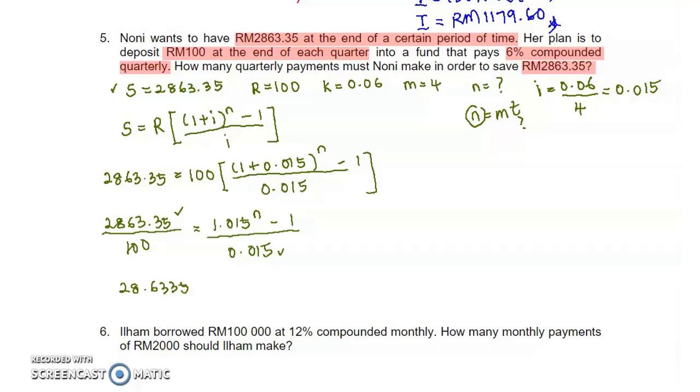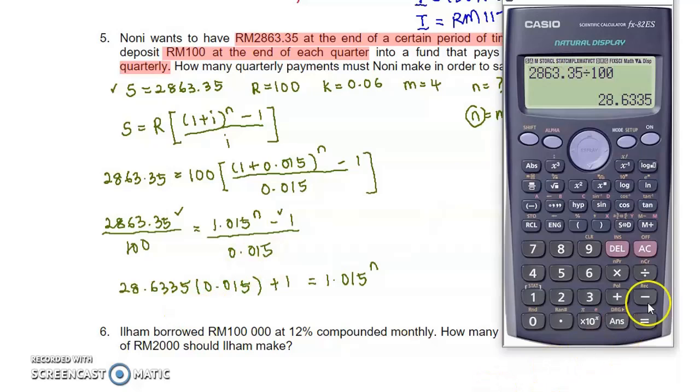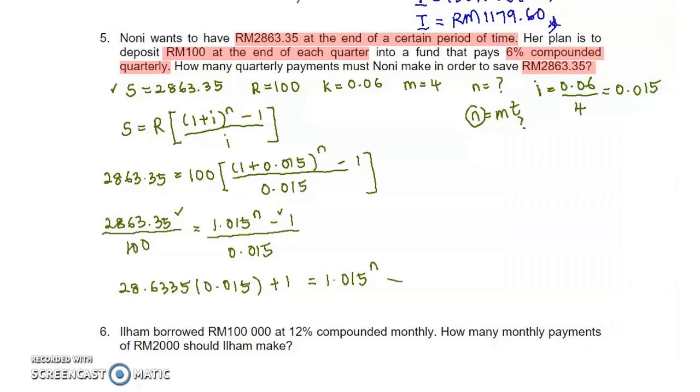Okay, then what you can do, bring this denominator to left hand side, so multiply by 0.015. Then you move this minus 1 to left hand side, it becomes plus 1. So what you have on right hand side is 1.015 power of n. Okay, solve value on left hand side. 28.6335 multiplied by 0.015 plus 1. So we get 1.4295025.